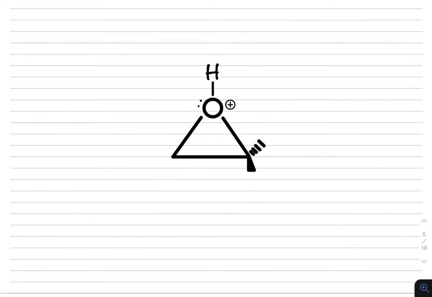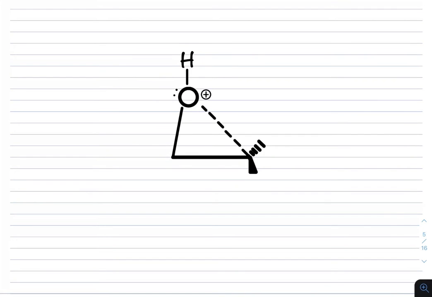And what it will do is it will start to pull away from the more substituted carbon in the epoxide, causing the carbon-oxygen bond to stretch and become weaker. Now bonds contain electrons, and the electrons in the bond being stretched are moving farther and farther away from carbon.